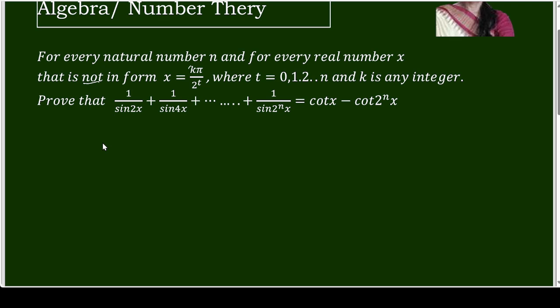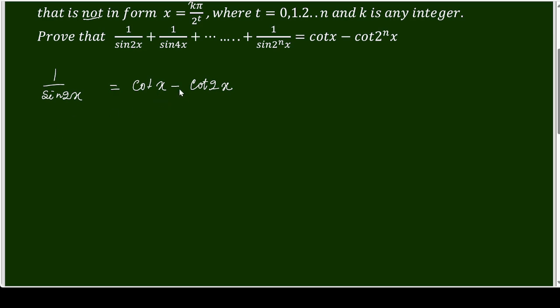What will apply here? That is 1 over sine 2x equals cot x minus cot 2x. Let us check whether it is correct or not. I am writing the right hand side: cot x minus cot 2x.